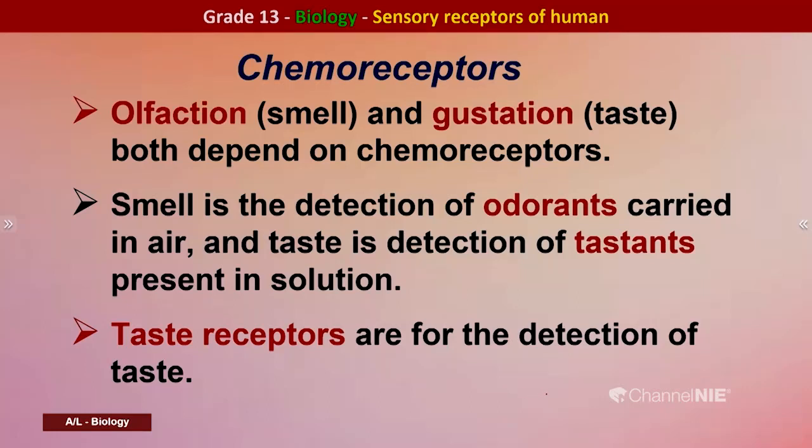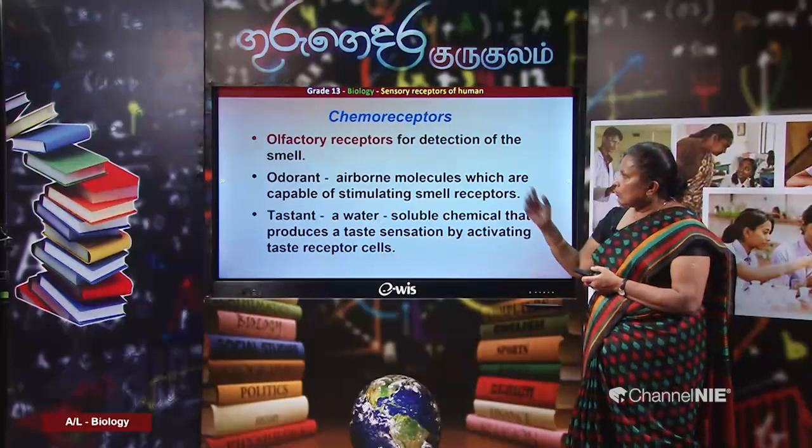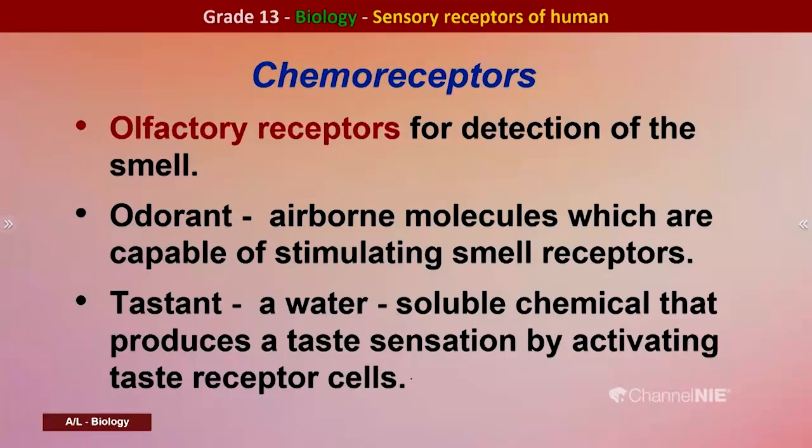Smell is the detection of odorants carried in air, and tastants are present in solutions. These are in dissolved form in a solution. So, olfactory receptors are for detection of smell. Now, I told you two words, odorants and tastants. Odorants are airborne molecules which are capable of stimulating smell receptors. Tastants are water-soluble chemicals that produce a taste sensation by activating taste receptor cells.